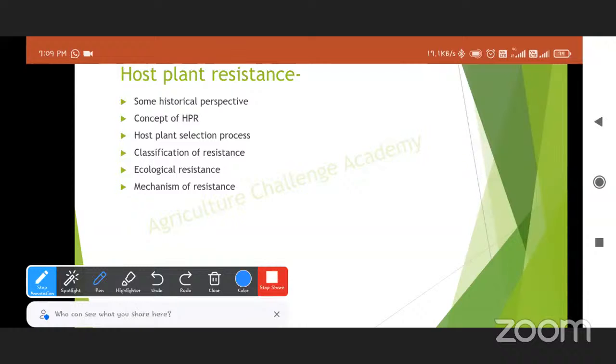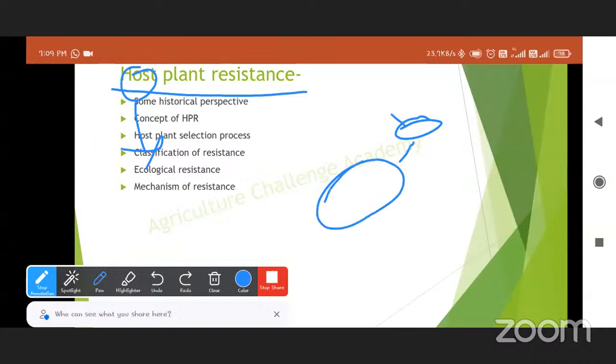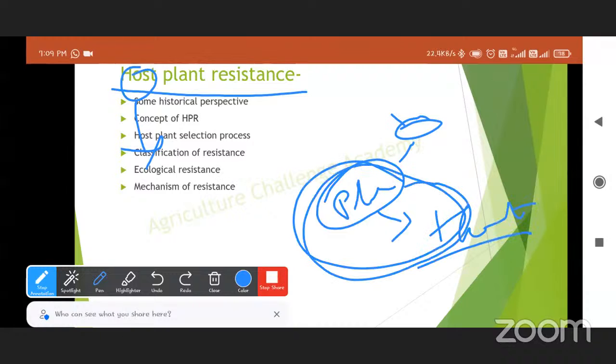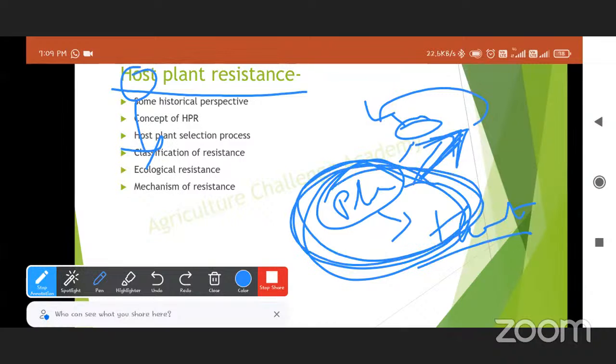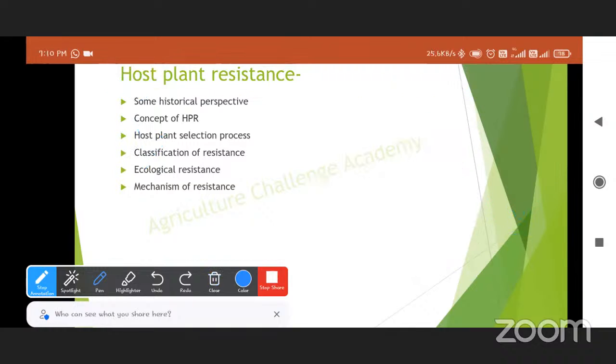Next is the concept of HPR. What is HPR? Host plant resistance. It is very clear from the name. Host means the plant upon which an insect feeds, and this plant acts as host. When this plant exhibits any resistance phenomena, the whole phenomena is known as host plant resistance. In any way the plant is able to develop resistance towards the insect or overcome the damage caused by it, it is included under host plant resistance.